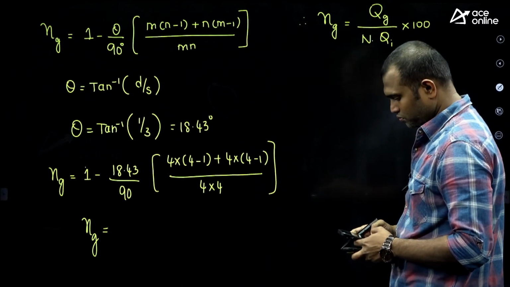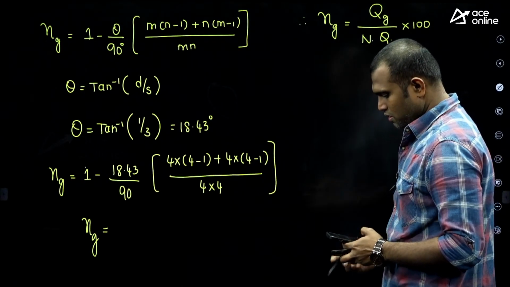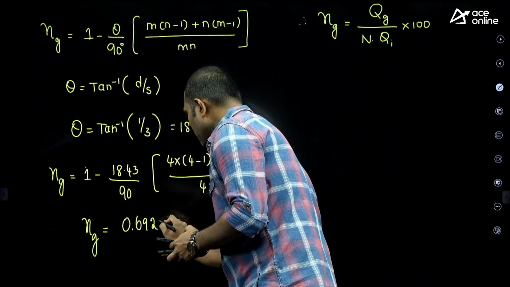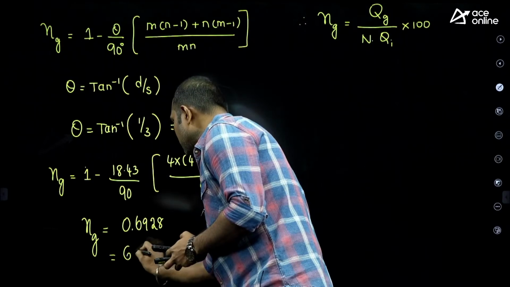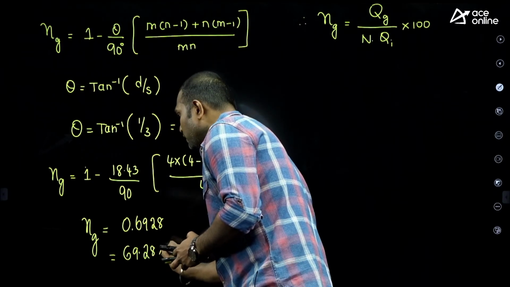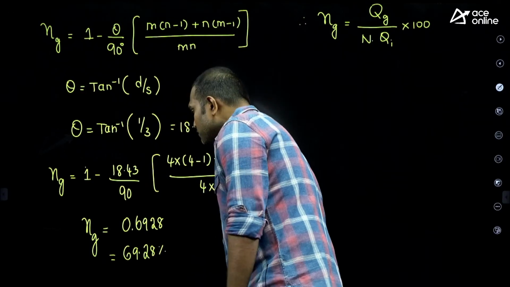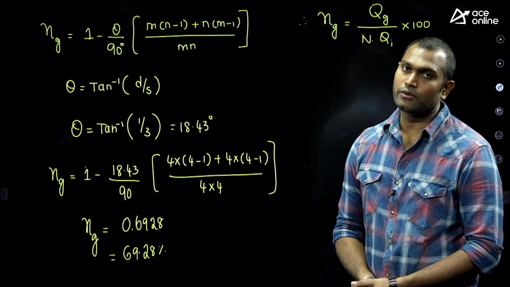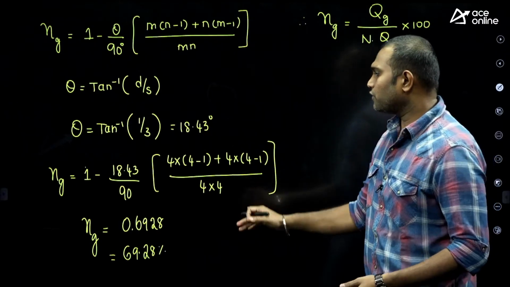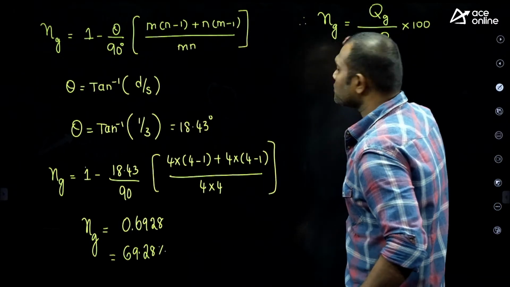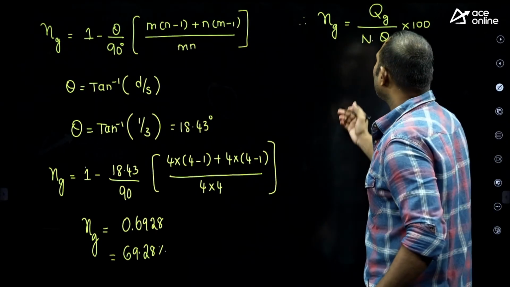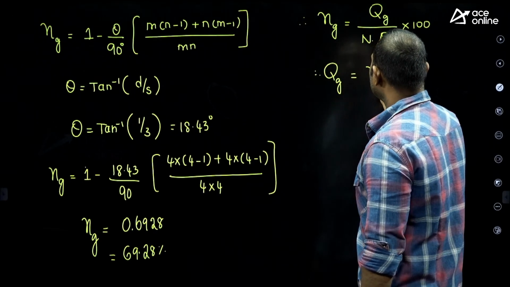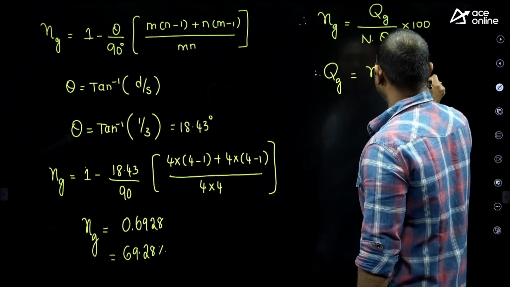So, this comes as 0.6928, which means 69.28%. So the group efficiency is 69.28%. Now, once we know this group efficiency, then substitute over here. Then the group capacity is efficiency into N into Qi.